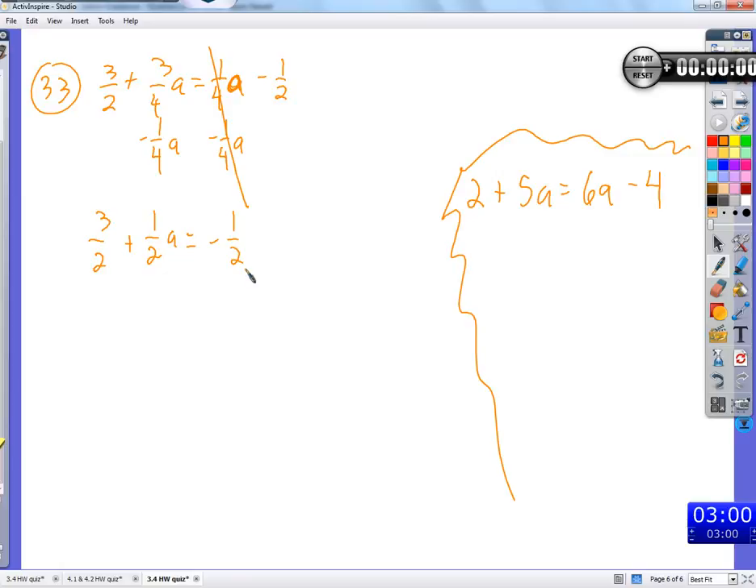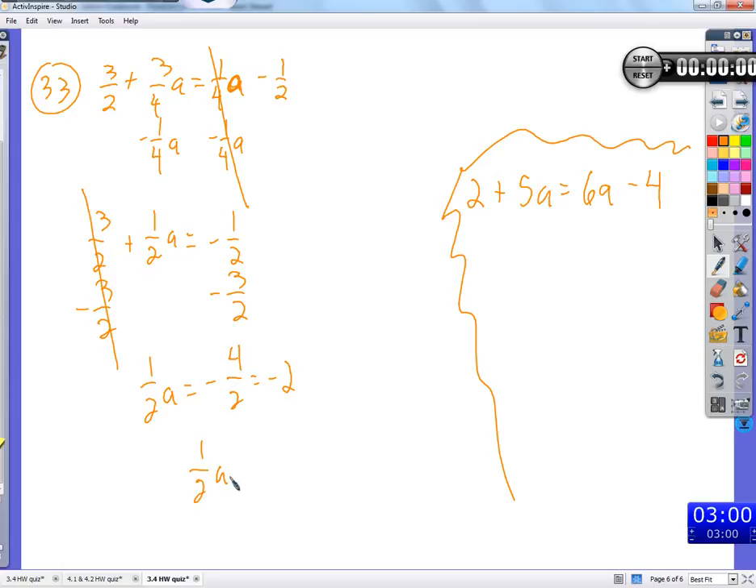You could subtract 3/2 from both sides. Okay, that cancels. You got 1/2a equals -1/2 minus 3/2. Don't put it in your calculator. Don't give in to the temptation to use your calculator. Come on, they're just fractions. Do they have common denominators? Yeah, 2 is the denominator, so we put them together. -1 minus 3, -4 over 2, so -2.